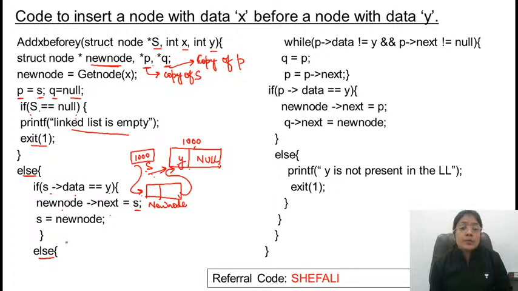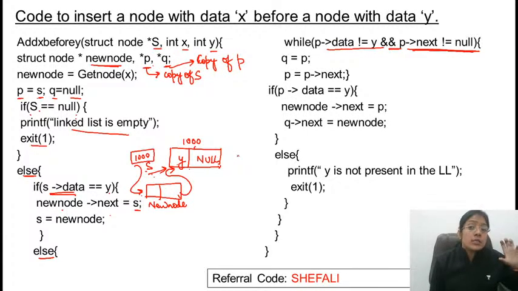Otherwise, this means that the linked list is not empty and the first node is not containing the data Y. So we need to traverse the linked list. लिंक लिस्ट को कब तक ट्रेवर्स करेंगे? जब तक डेटा y नहीं मिल जाता या फिर p of next is not equal to null. So while p of data is not equal to y and p of next is not equal to null, in that case it will be performing two steps.